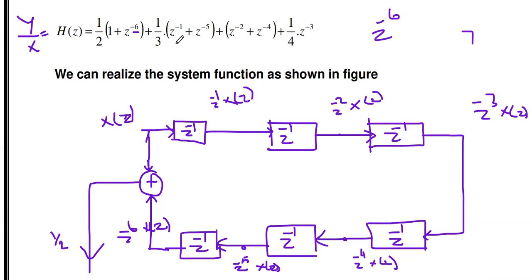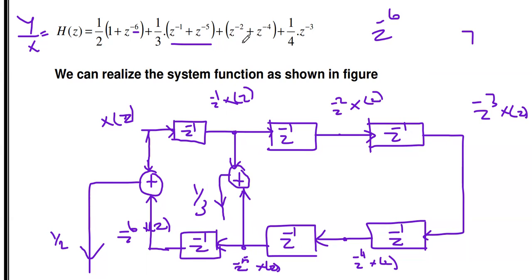Similarly, what is the second term? z inverse and z power minus 5 we have to add. Where is z inverse into x of z? The output of the first delay you take. Then z power minus 5, the output of the fifth delay we have to take. So you just combine using one adder. For this adder, the arrows are important. This is one input, this is one input. Then the output of this adder you multiply with the constant 1 by 3. You just use one multiplier 1 by 3.